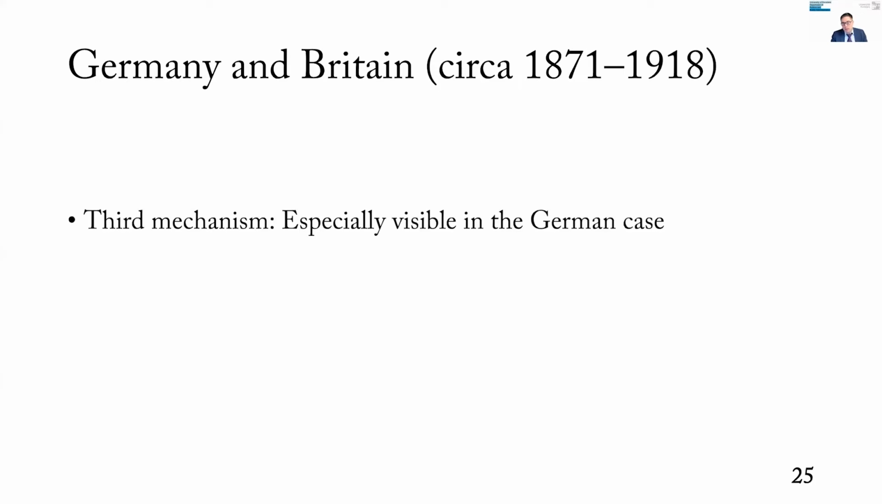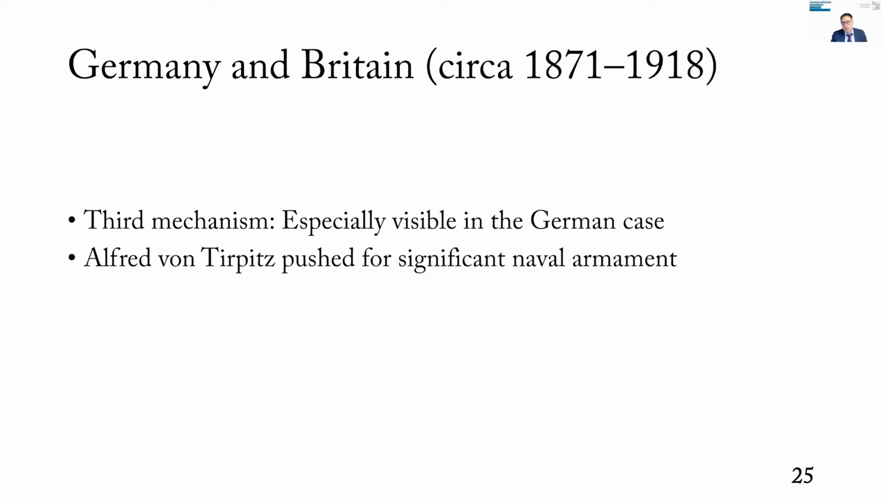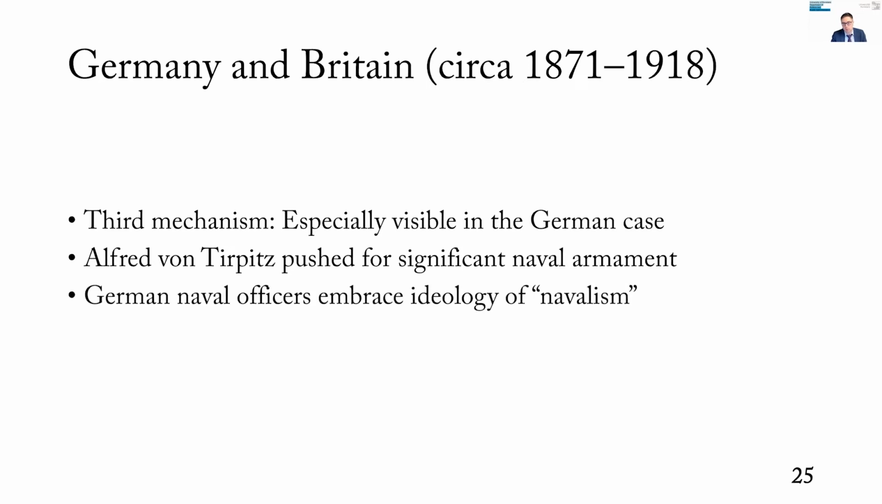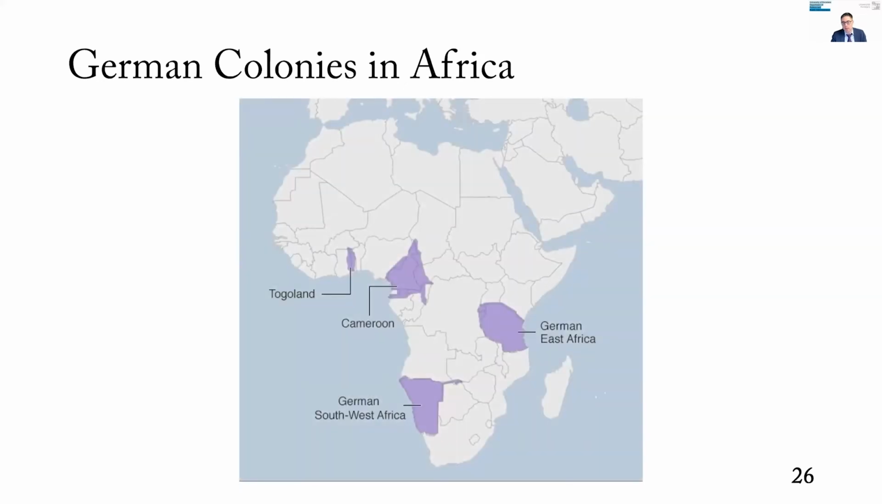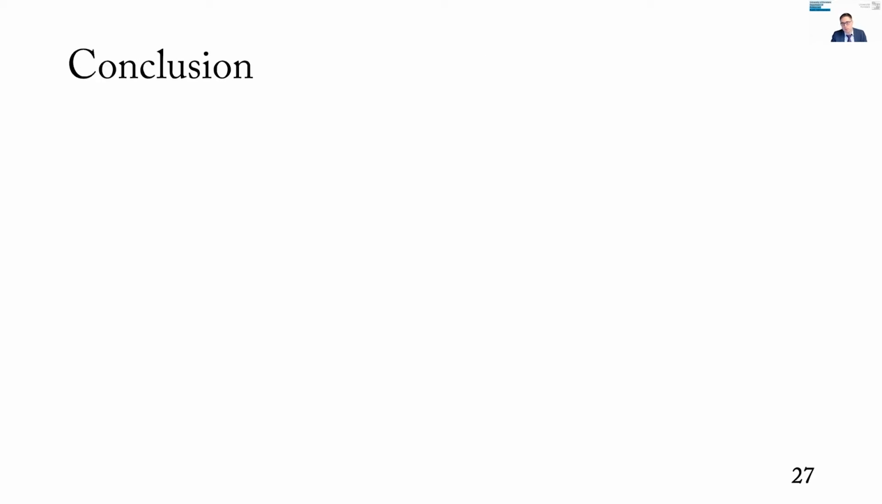Now, the third mechanism, I think, is especially visible in the German case. And here it was Grand Admiral Alfred von Tirpitz who pushed for significant naval armament, in part to challenge the leading sea power England. But part of that challenge was also the hope to gain colonies through that. And German naval officers, in particular, as a whole, embraced an ideology of navalism, which suggested that Germany needed a powerful navy and also a lot of colonies to establish and maintain its great power status. And so all of these mechanisms apply here as well. And I have a little map here of the German colonies in Africa, where Germany had the largest territorial gains during that period.